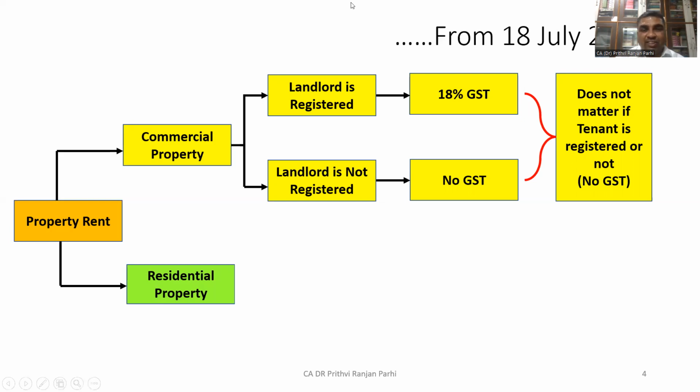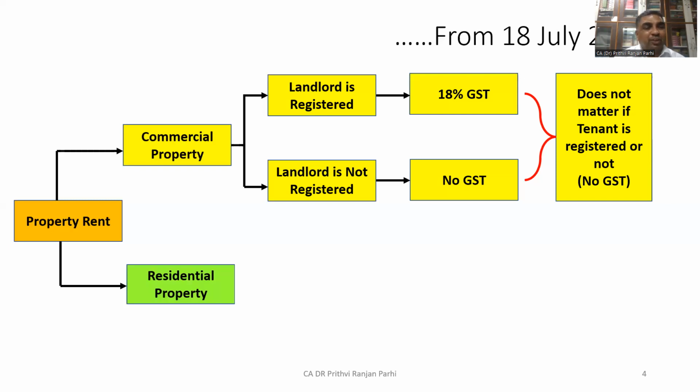So if the landlord is registered under GST, then 18% GST is leviable on rental income of commercial property. The landlord is supposed to give a proper invoice, collect GST and deposit it with the government. However, if the landlord is not registered, that means the landlord is not crossing this threshold limit, or for any other reason the landlord is not registered, then no GST is leviable on commercial property. So what is important here is the registration of the landlord. Whether the tenant is registered or not does not matter so far as commercial house properties are concerned. GST is not applicable on the basis of registration of the tenant. It is applicable on the basis of registration of the landlord. I think this point is clear.